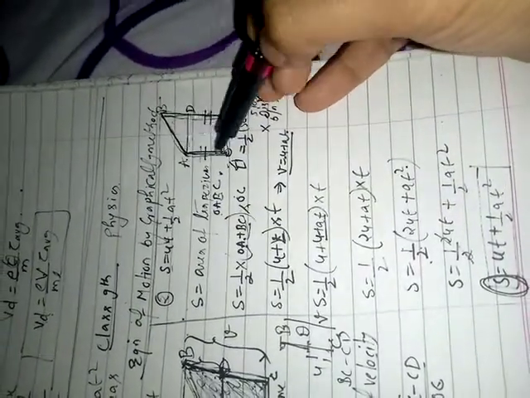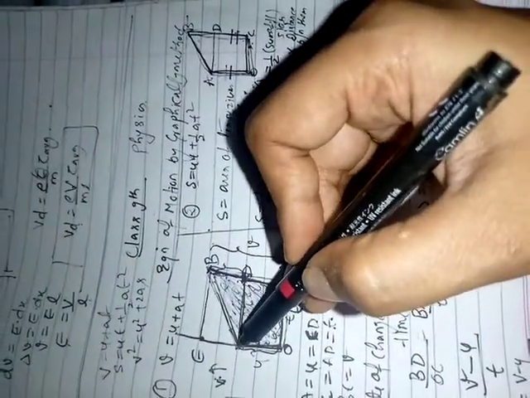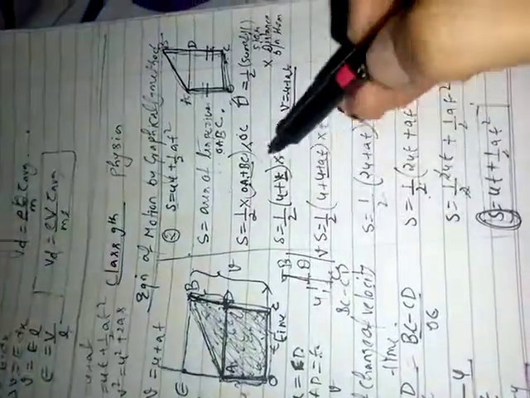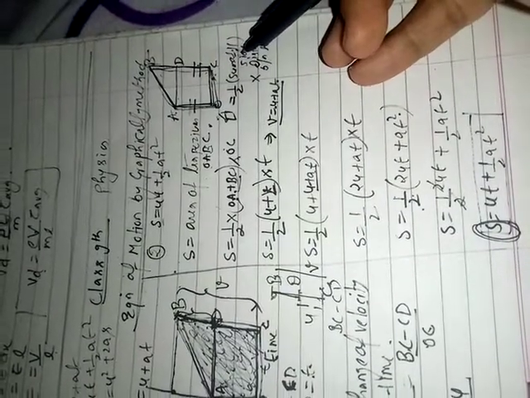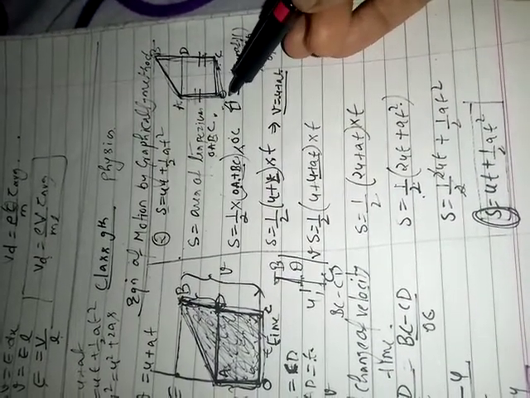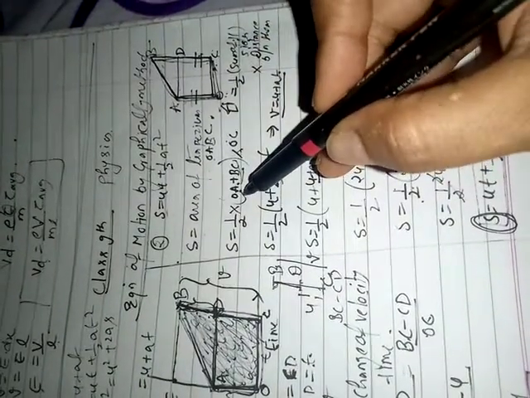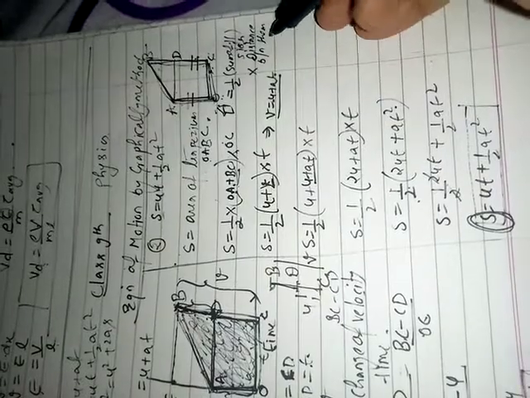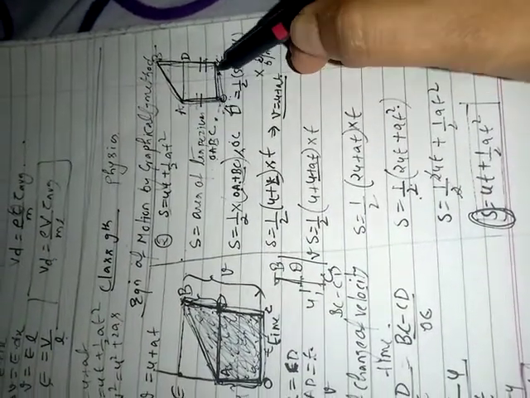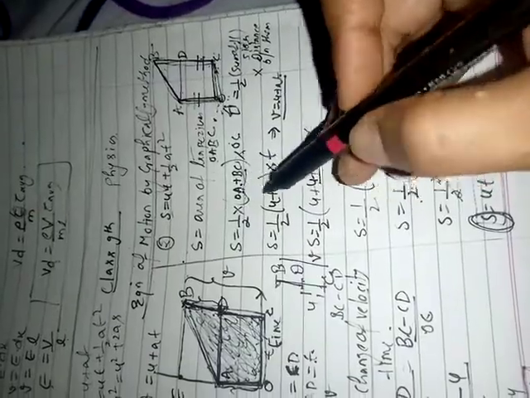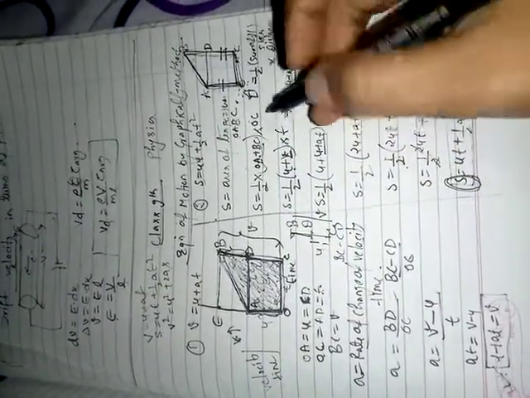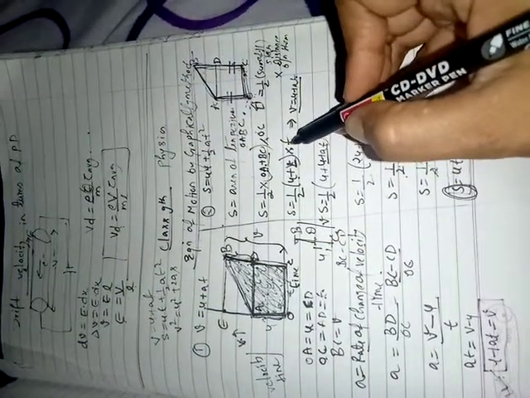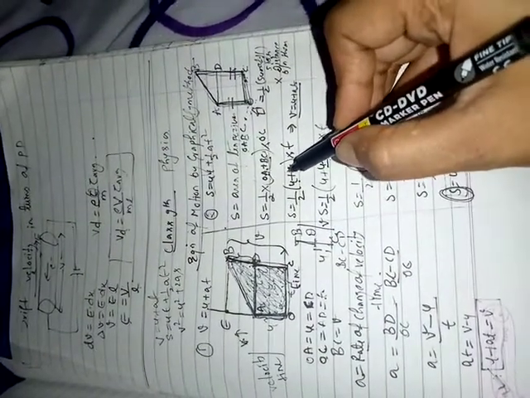What are the parallel sides? AD and BC, from the graph. So the sum of parallel sides is OA and BC, into the distance between them. The distance between these two parallel sides is OC. So instead of OA we can write u, instead of BC we write v, and OC is t. Now from the previous equation, we can write the value of v.